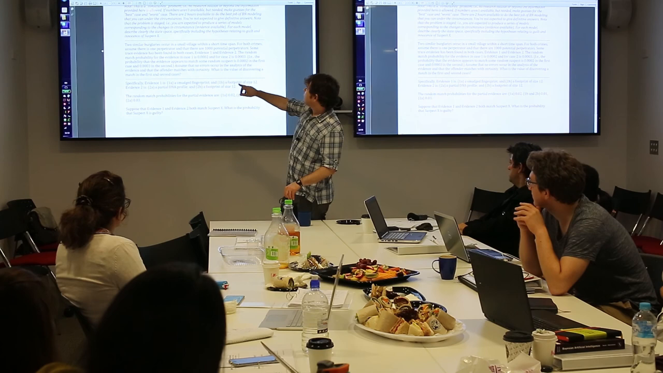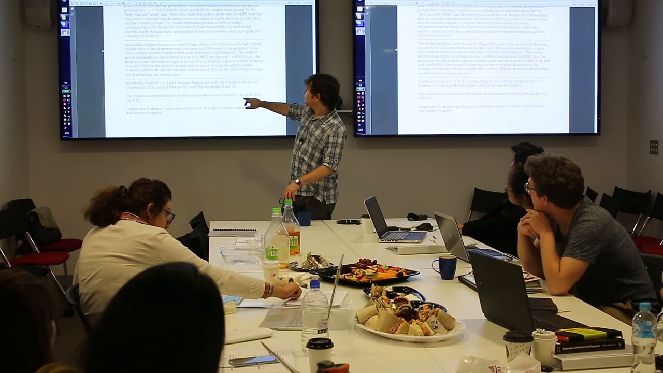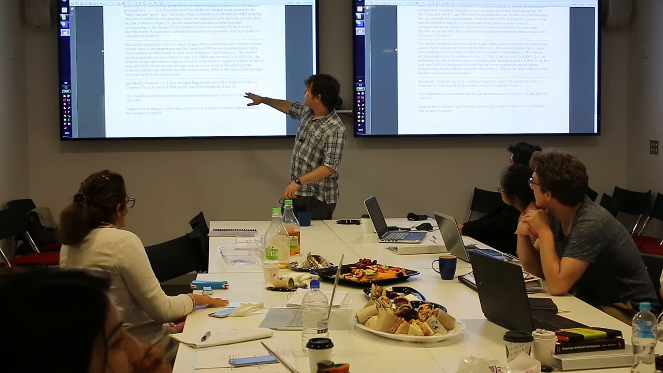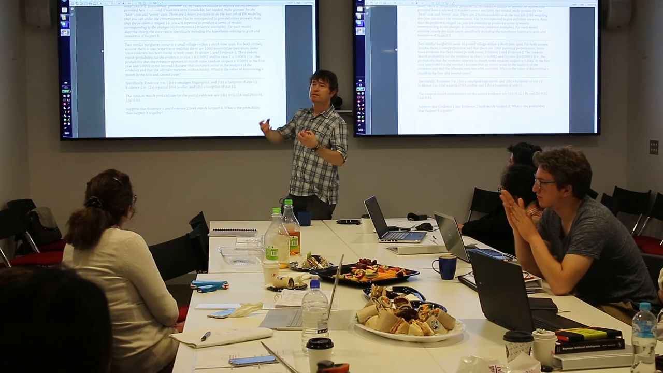The offender matches with certainty is said in the first version of the problem, and I'm not saying these problems have been perfectly worded. The intention was that you would continue to assume that through the second version, in which evidence one is broken down into a couple of things, and evidence two is broken down into a couple of things.